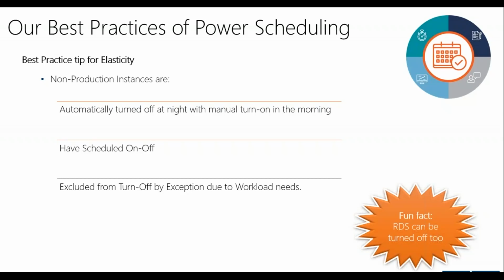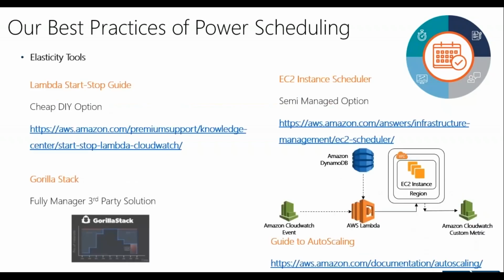You can also exclude instances, servers, and devices on the basis of your workload. In fact, you can turn off your database system or the RDS system with the help of these functions. You can set up a Lambda function, use Instance Scheduler, use Gorilla Stack, and the auto scaling systems, which help us to minimize the cost.